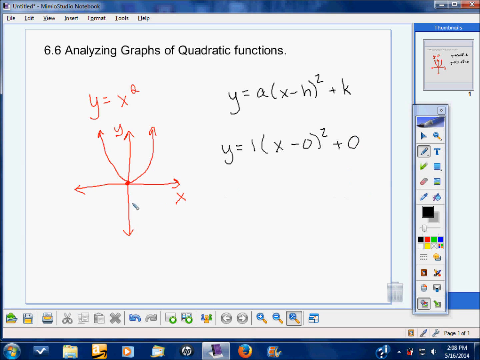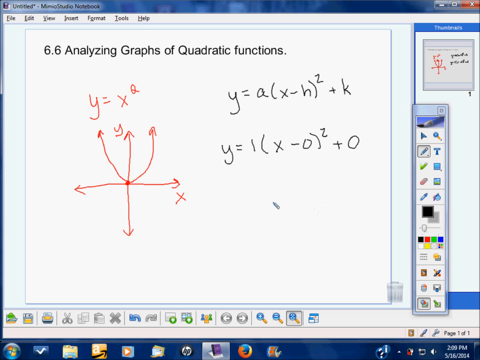I want you to notice something. Our basic starting graph goes through the point 0, 0. These two, the h and the k, tell you where the vertex is going to be. This number, a, if it's 1, means that it's going to be a standard pattern and will look the same as every other parabola, but its vertex will be shifted.